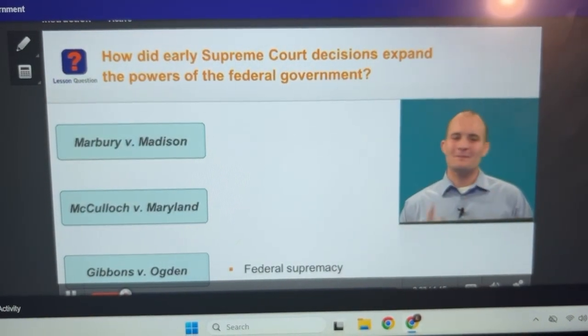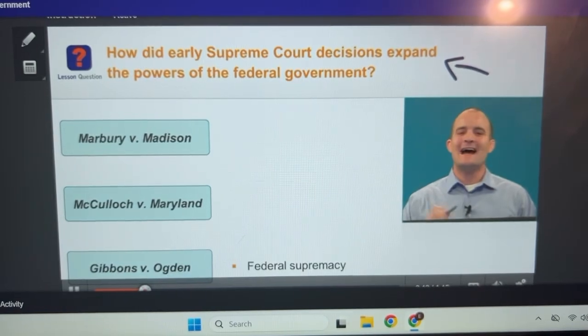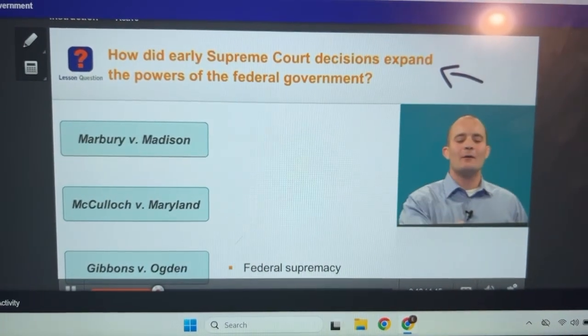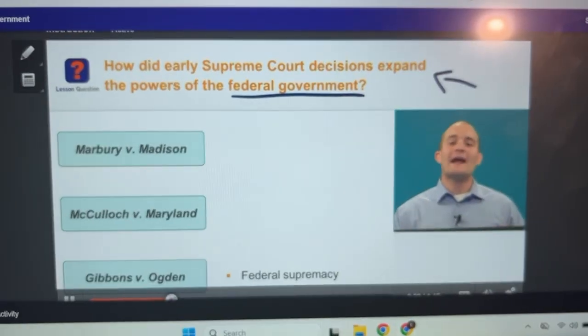Before we move on to the third part, take a look at that lesson question. It's at the top of the screen. It says, how did early Supreme Court decisions expand the powers of the federal government? Well, in order to start answering that question, let's review it.